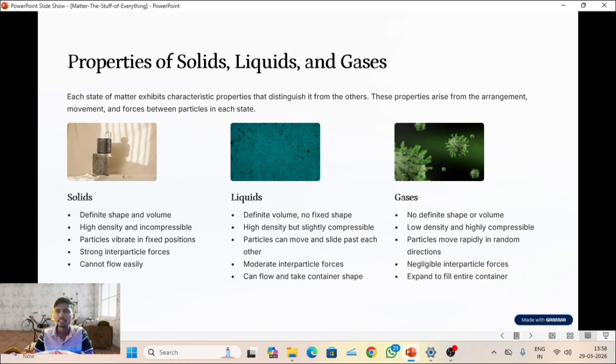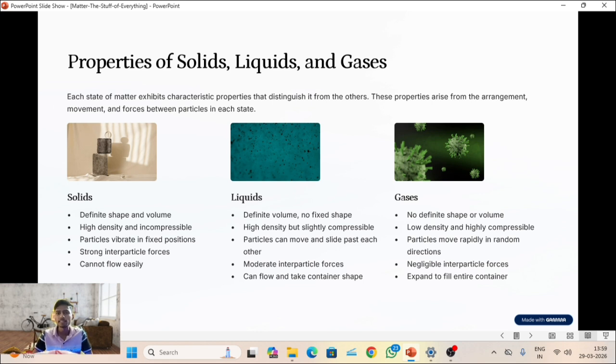Similarly, gases also have indefinite volume and shape. There is no fixed shape and volume of the gas. Low density and high compressibility make them easy to compress. That's why we can compress gases into the cylinders at very high pressure. Particles move rapidly in random direction. Negligible interparticle forces, expand to fill entire container. For example, oxygen cylinders.